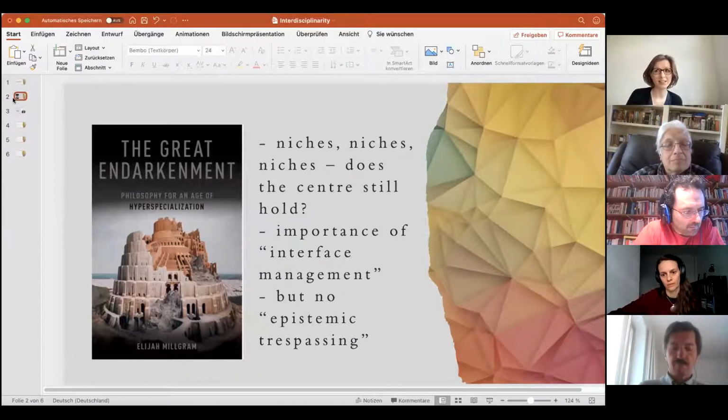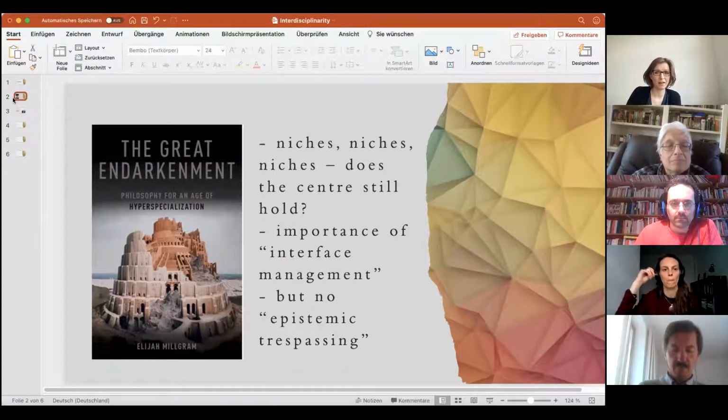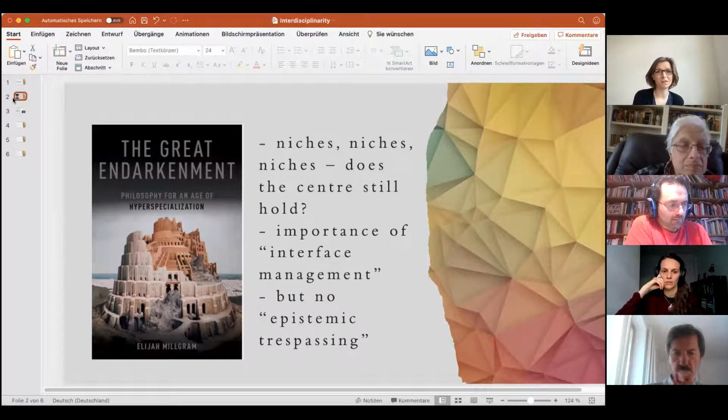He uses this term hyperspecialization, with people sitting in these niches and knowing a lot about niches, but there being a real challenge of how specialized knowledge can still reach the center and political discourse, public decision-making, and so on, if so many individuals and also so many scientists and researchers are so hyper-specialized. So there are really deeper political questions here about how you can run a society, a democratic society, in an age of hyper-specialization. And one thing that Milgram emphasizes is what he calls interface management, and how important that is for societies with hyper-specialized knowledge structures.